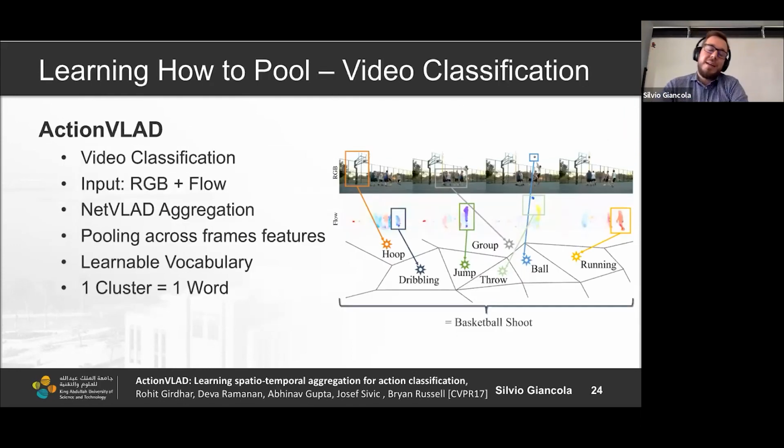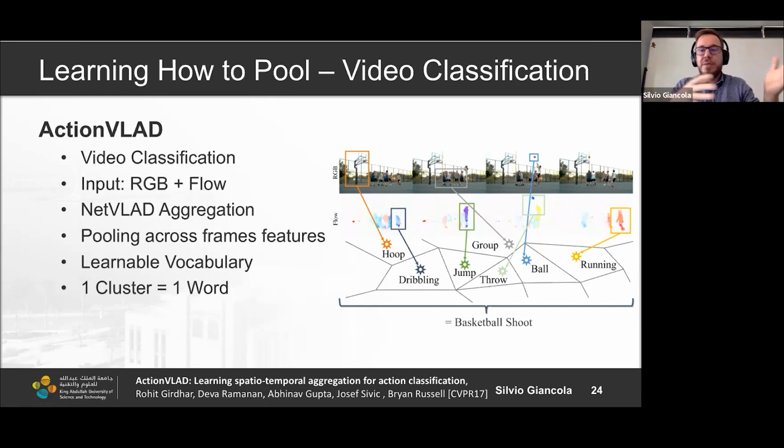Now, to summarize and to go back to the application of videos, how was this NetVLAD applied? Originally, it was applied in the CVPR 17 paper, ActionVLAD. ActionVLAD was for video classification. It has an input of RGB and flow, but let's forget about the flow so far. The single RGB actually explains that concept. And the idea is that they want to use a NetVLAD aggregation between all the frames of that video.